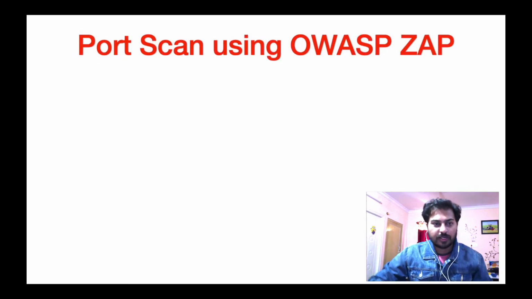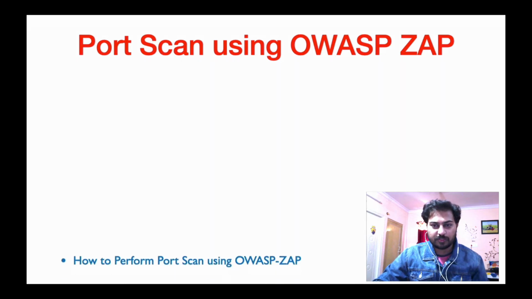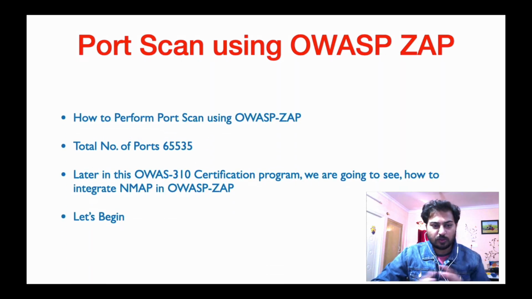So we'll see how to perform a port scan using the OWASP ZAP app. You are already aware of the total number of ports, which is 65,535. Later in this certification program, we are going to see how to integrate Nmap, which is called the network mapper, in the OWASP ZAP platform, or we can say framework.